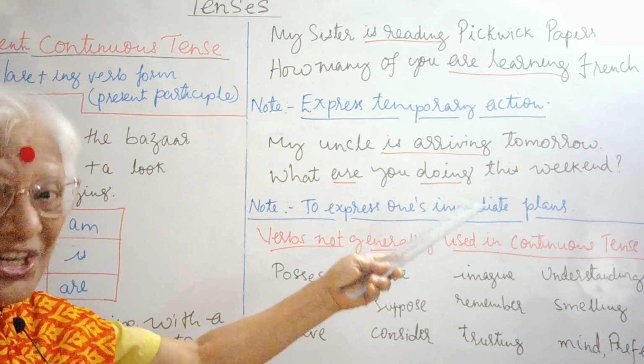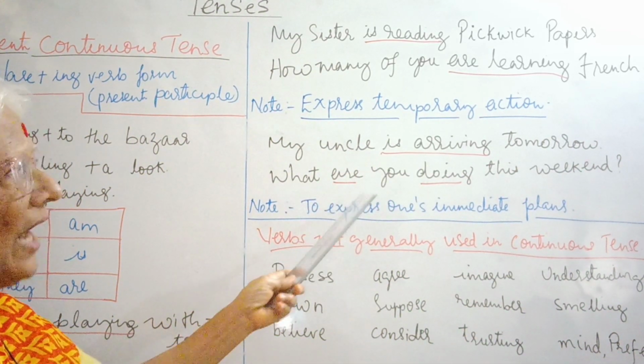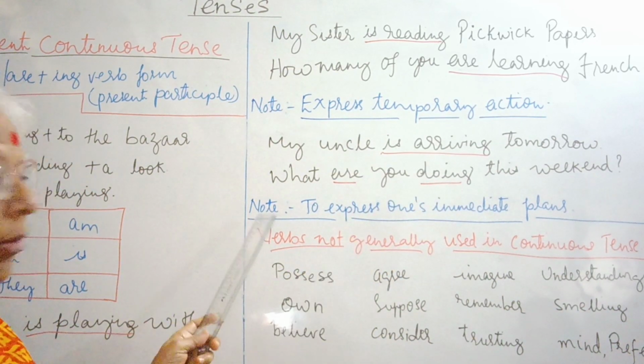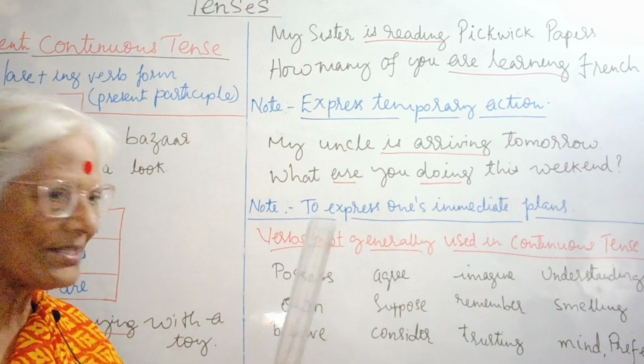So this is the sentence structure. My uncle is arriving tomorrow. What are you doing this weekend? So what does the note say? To express one's immediate plans.